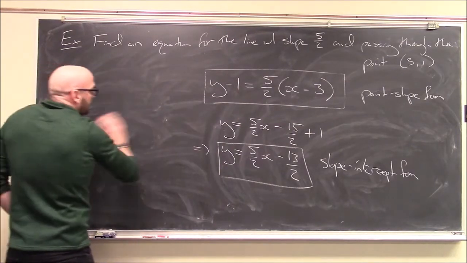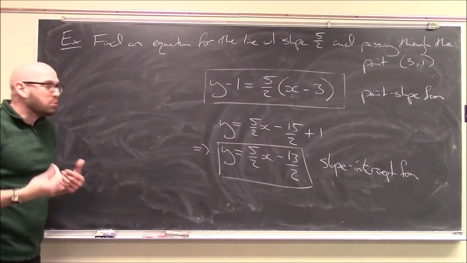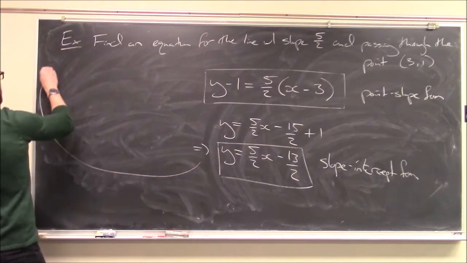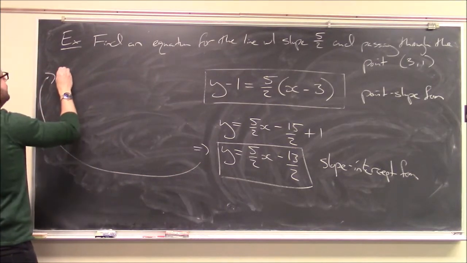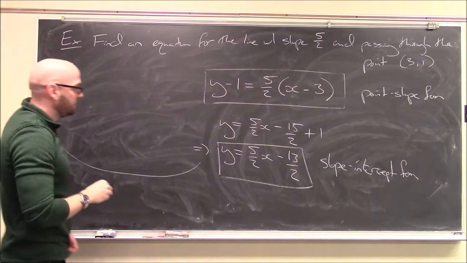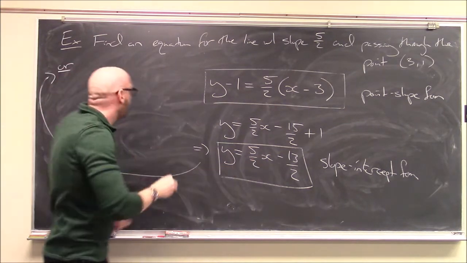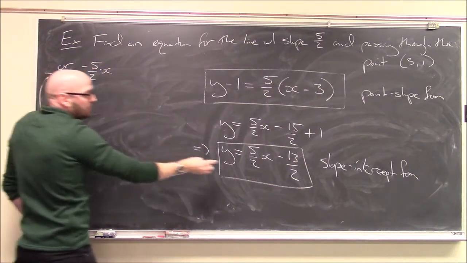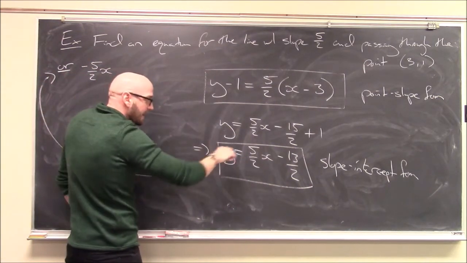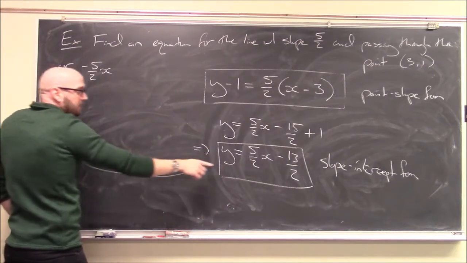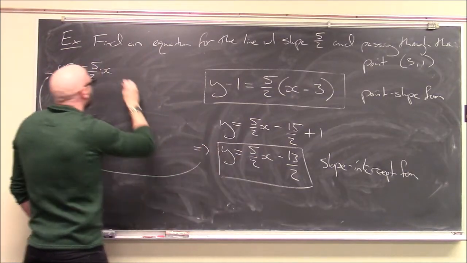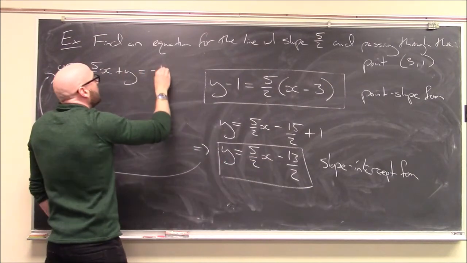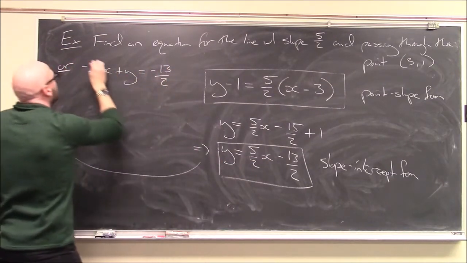Here's another form it often asks for and often gives equations in. I'm going to rearrange this. I'm going to write this as minus 5 halves x. So I'm bringing the x and y over to the same side and leaving the constant over here. Minus 5 halves x, subtract this from both sides, plus y is equal to minus 13 halves.